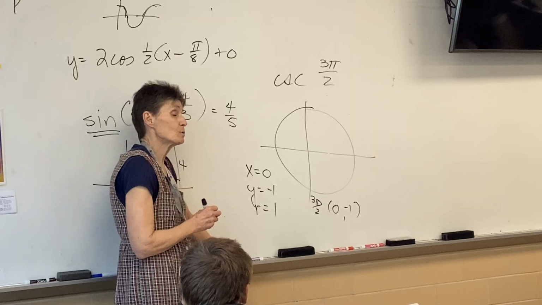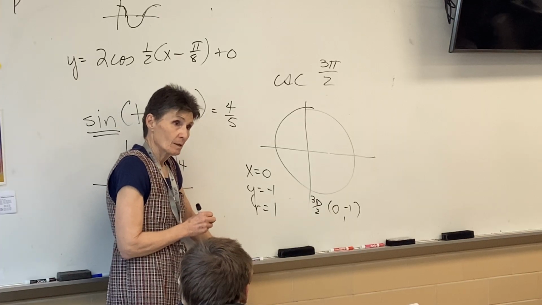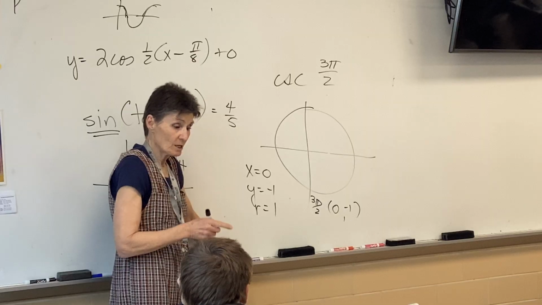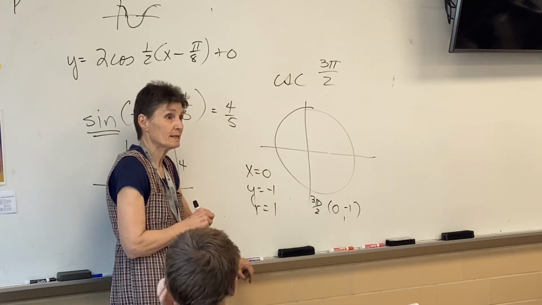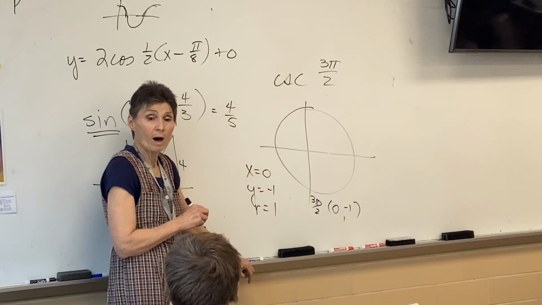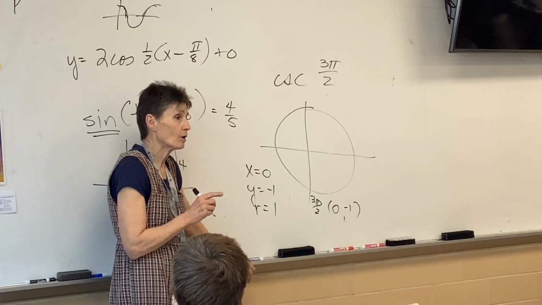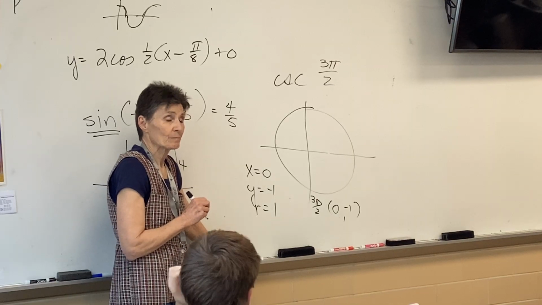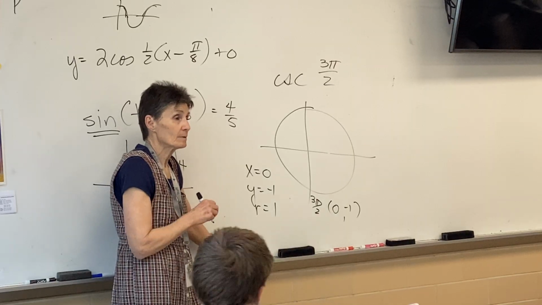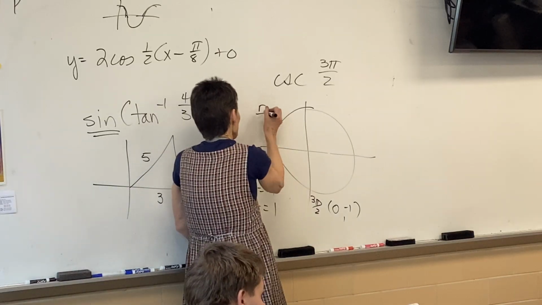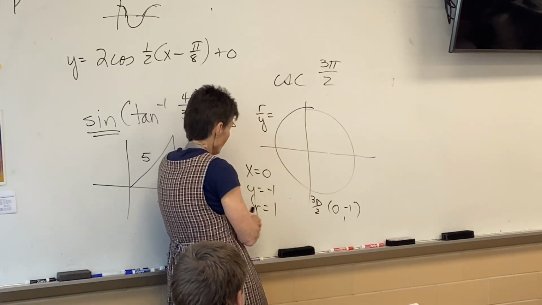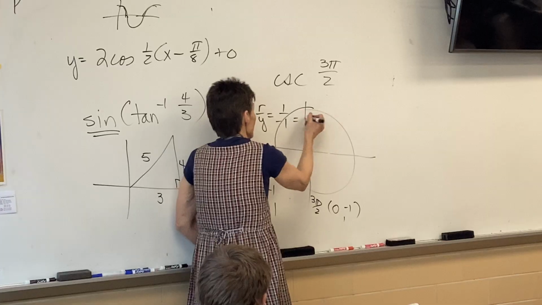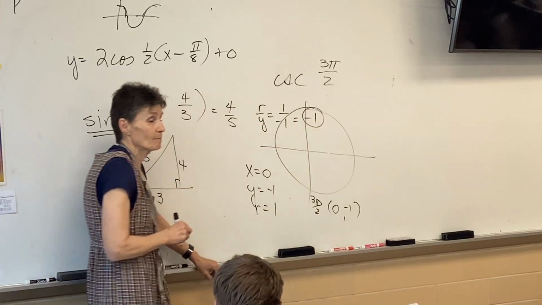I want cosecant. That will be on your sheet if you can't remember, but the cosecant is r over y, the reciprocal of sine. So r over y will be 1 over negative 1, so the answer is negative 1.